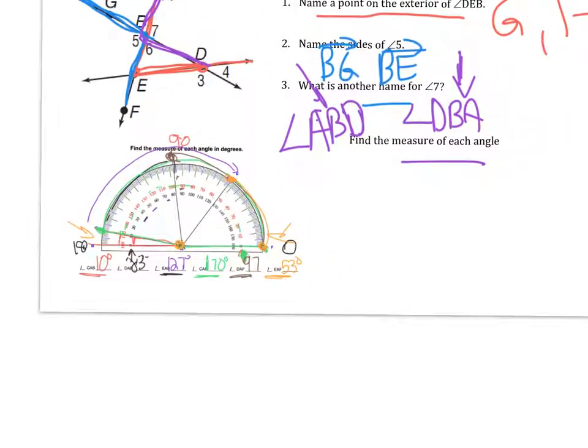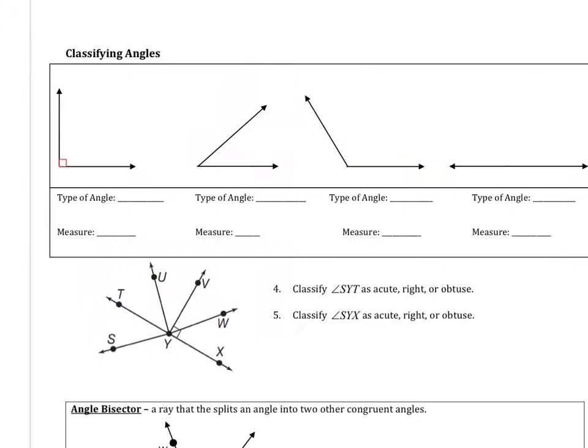All right, so let's go over to the second page here. So classifying angles, naming angles. Okay, you're naming angles by the type of angle. So this, you see that little red square? That indicates that that is going to be 90 degrees.